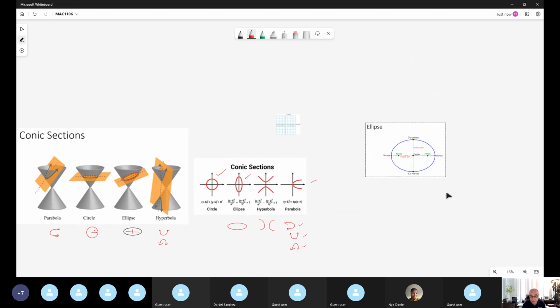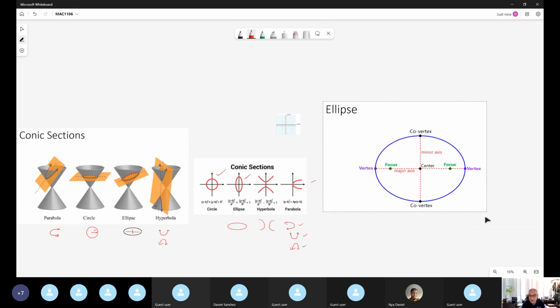Ellipse. This is one graph of the ellipse. The ellipse has different points and segments. The first is the center. Look, it's the center. How do you find it? Well, I explain. You have the vertices, this and this. And we have the co-vertices, or sometimes in other books, they are called the endpoints of the minor axis, because we have two axes, major and minor.